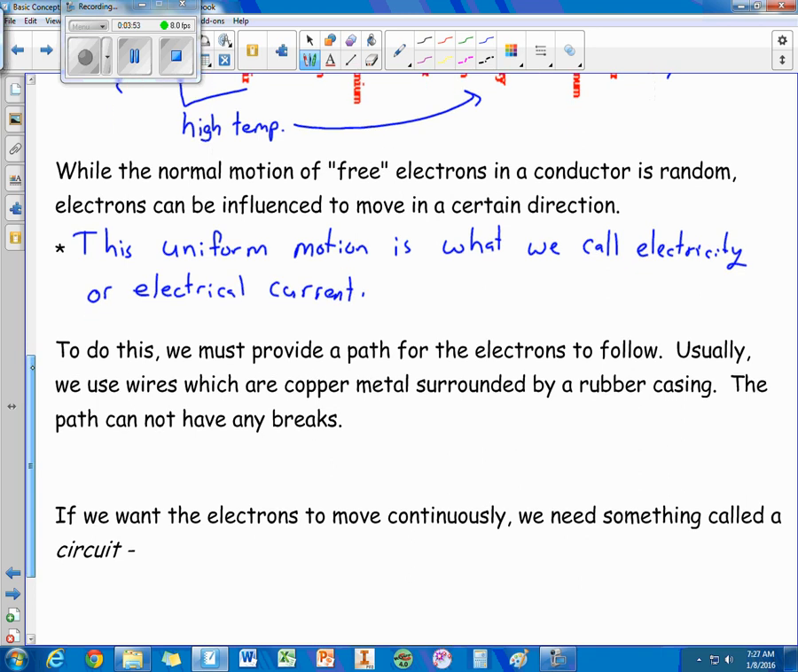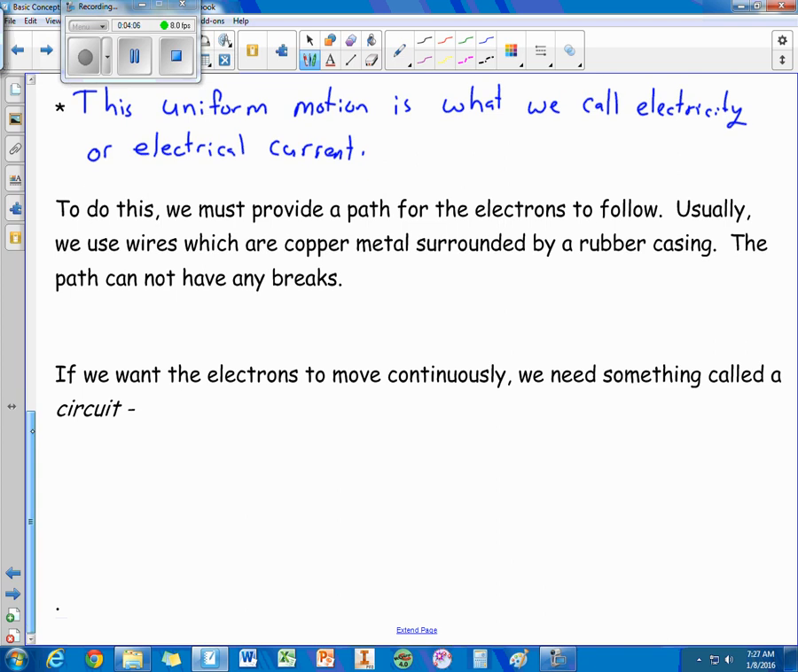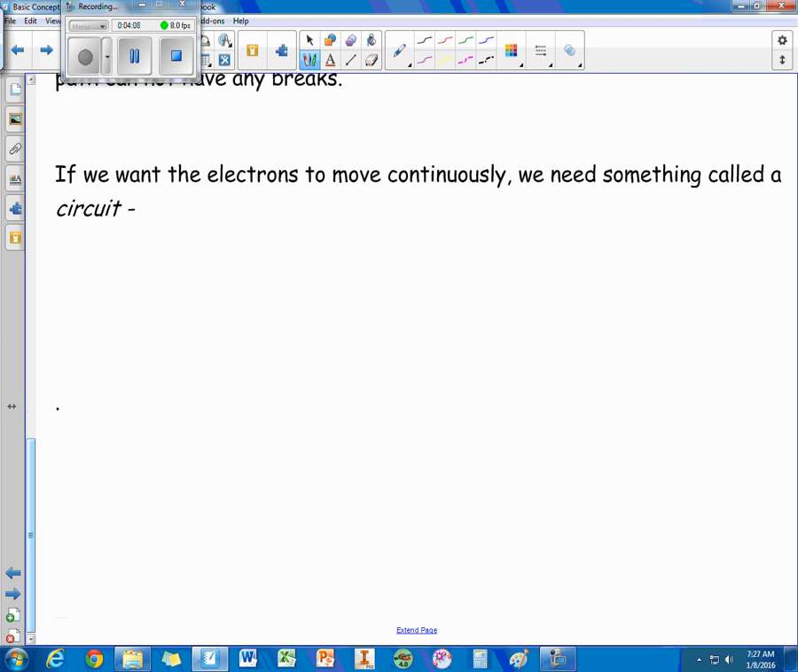So in order to do this, we need to provide a path for those electrons to follow. Usually we use wires, which are copper metal surrounded by a rubber casing. So we've got a conductor surrounded by an insulator. The path, however, cannot have any breaks. If we want these electrons to move continuously, we need to have a circuit.